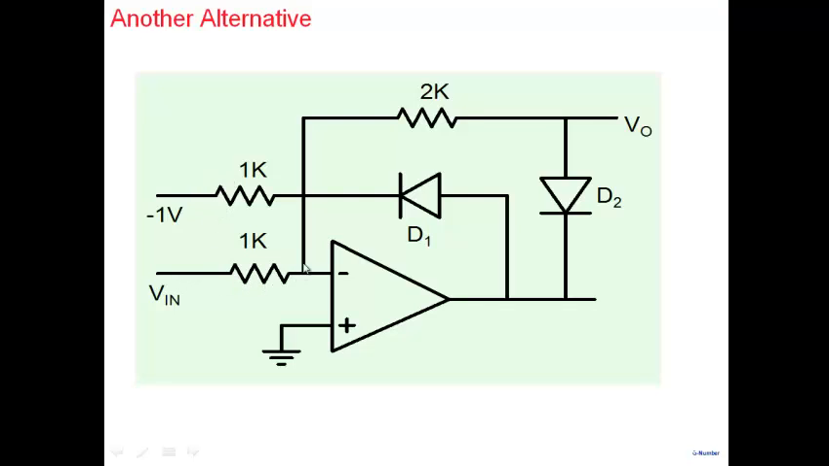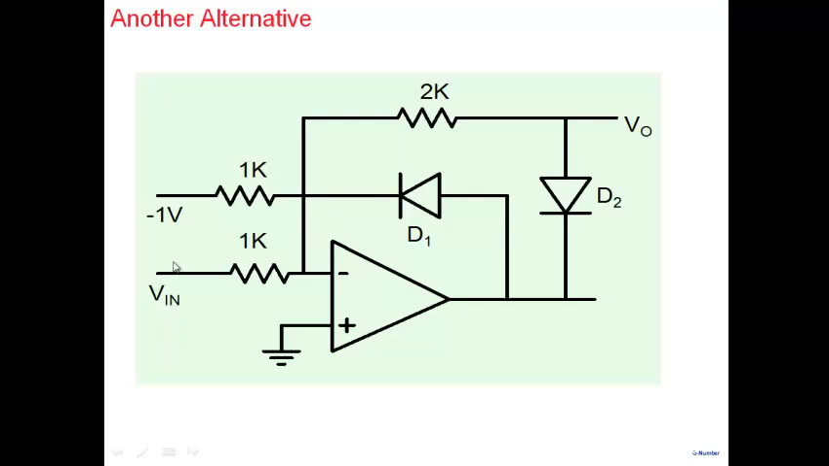So this particular path will become active only when V in by 1K becomes larger than the current that is required here. When this current becomes larger than the current required here, only then would a current start flowing in this path, and V0 will start following V in. So in effect, only when V in is larger than 1 volt will this path become active, and V0 will start following V in.